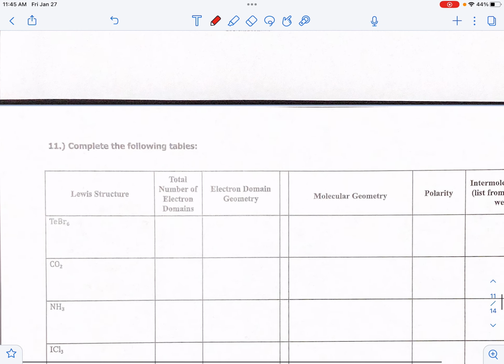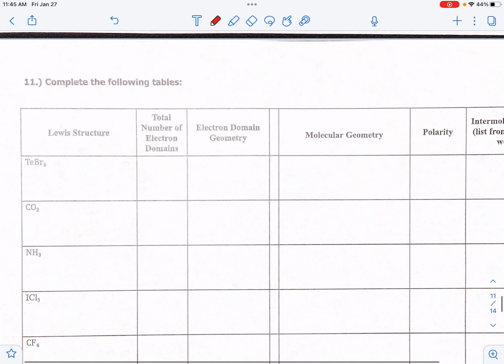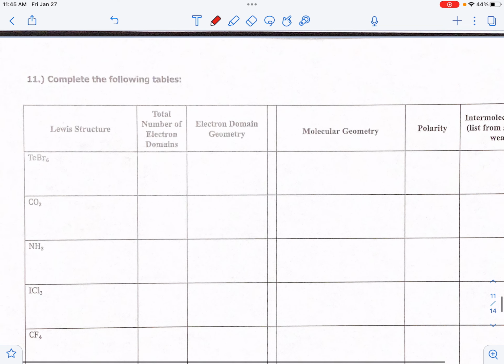All right, so what I'm going to do is pause this video. I'm going to do a part 2 because I need to attach that shape sheet that helps out with this. And then you can move on to the next video if you need help with that.